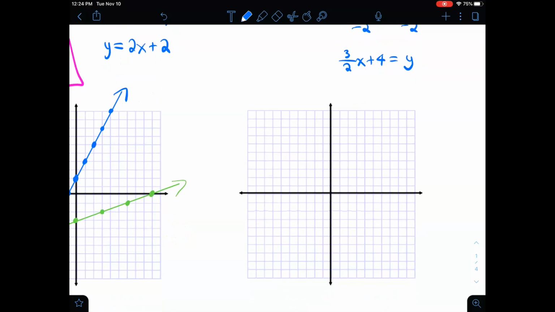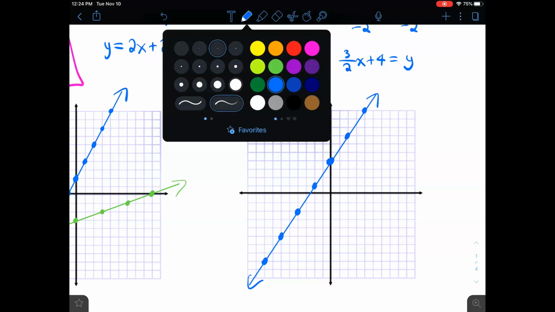So our first point we're going to graph is 4. We're going to go up 4: 1, 2, 3, 4, because it's positive 4. And our slope is 3/2. So our rise over run of 3 over 2, so we're going to go up 3, right 2. Up 3, right 2. And we can also go the exact opposite direction, which is down 3, left 2. Down 3, left 2. And this is going to be our line. It's a little bit better drawing from the past one.